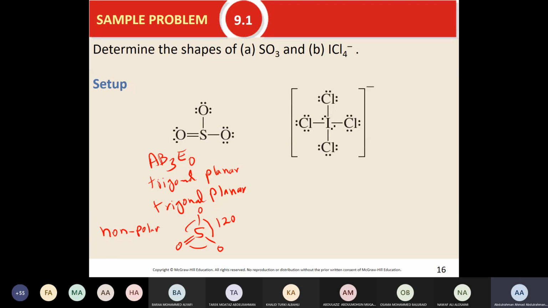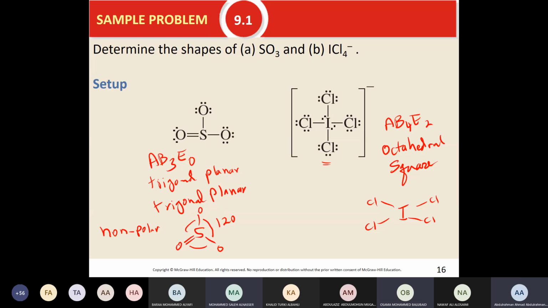Okay, how about this? What's the electron domain for this molecule? AB4E2. What's the electron domain shape? Octahedral. What's the molecular shape? Square planar. Clear? Very good. What is the angle? The shape is actually I, Cl, Cl. It's exactly 90, because the electrons are from both sides, and that's why it stays at 90. Memorize this in the table.